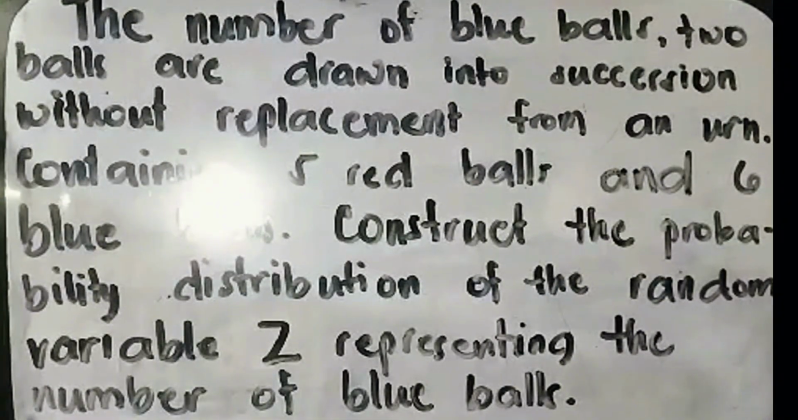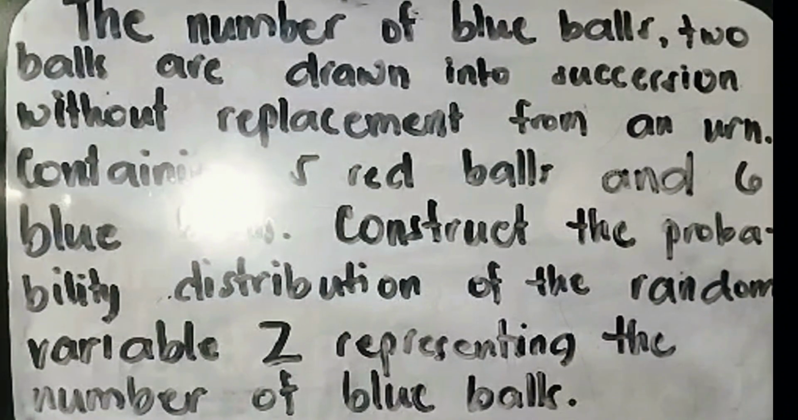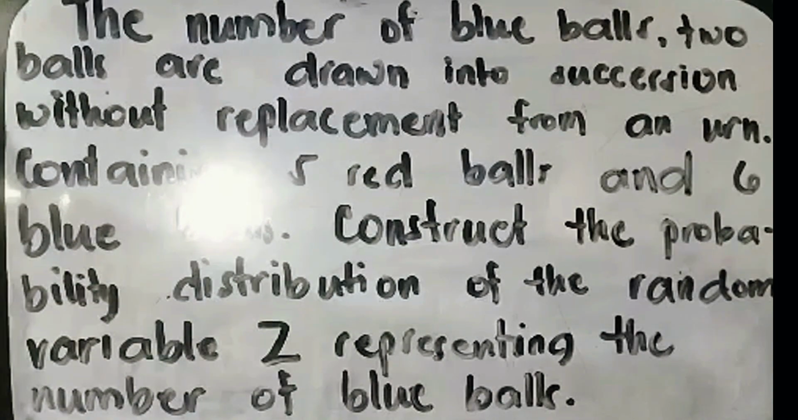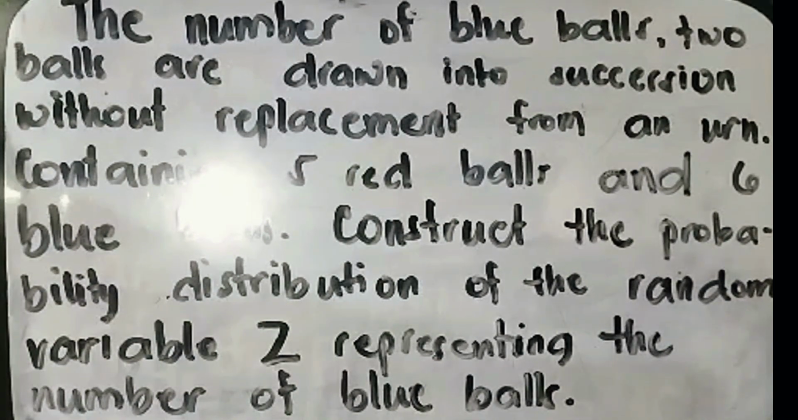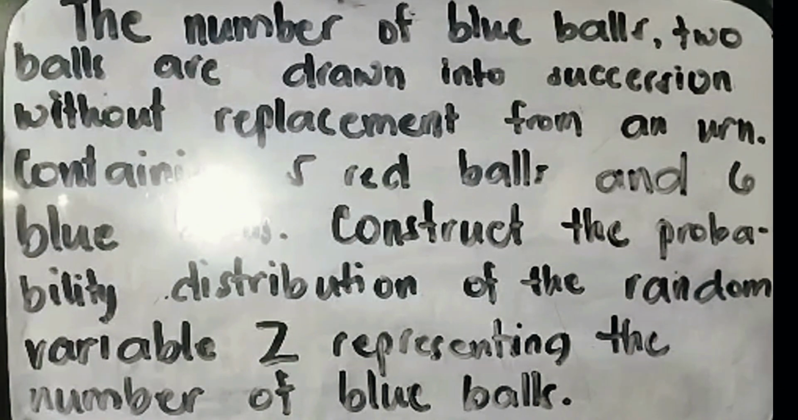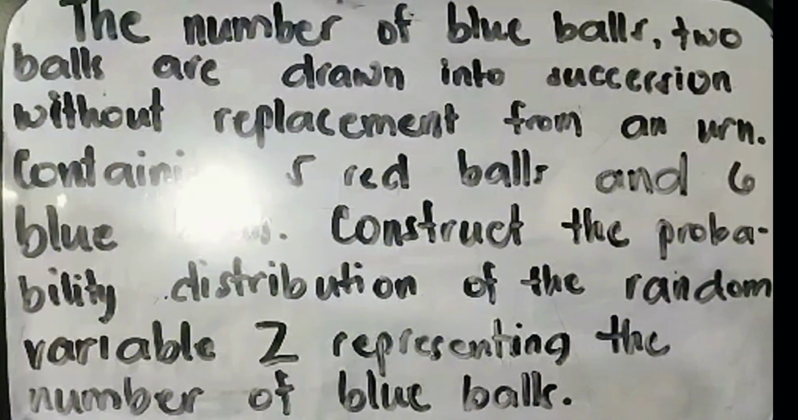So we have here an example of constructing the probability distribution. Here is the problem. Two balls are drawn in succession without replacement from an urn containing 5 red balls and 6 blue balls. Construct the probability distribution of the random variable z representing the number of blue balls.